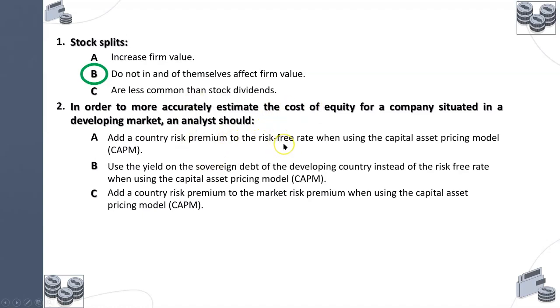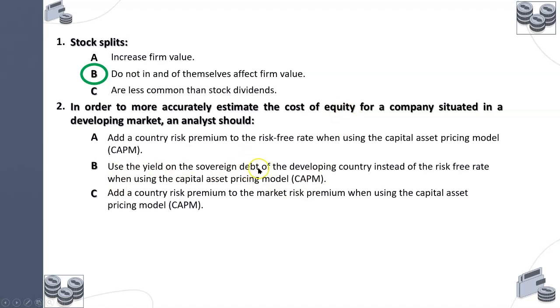Do we add it to the risk-free rate of return? No. The risk-free rate of return normally remains the same. We add it to the market risk premium. If you remember, the capital asset pricing model formula uses market return minus risk-free rate of return. This difference is called the market risk premium. So we add the country risk to the market risk premium.